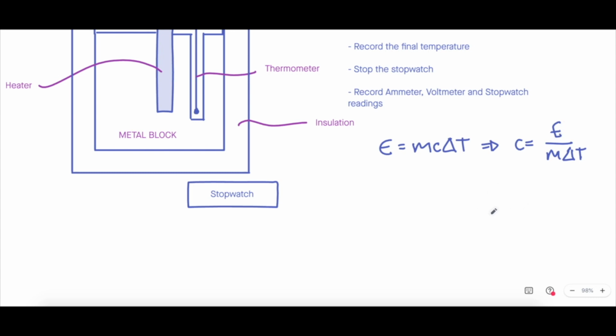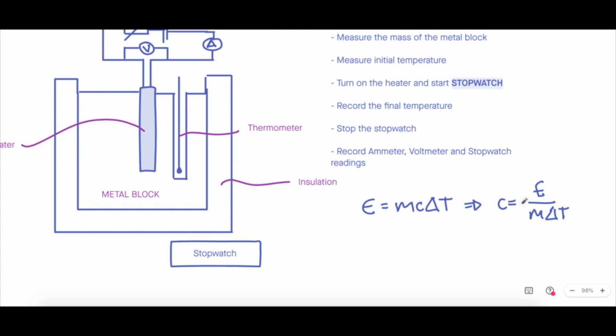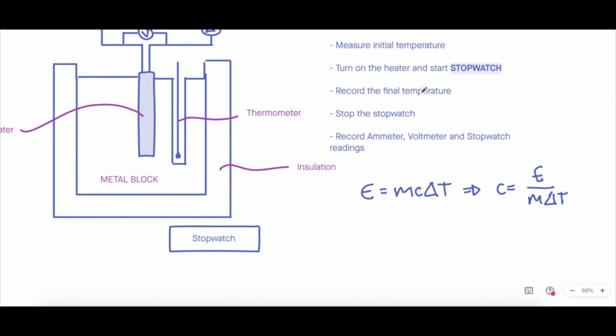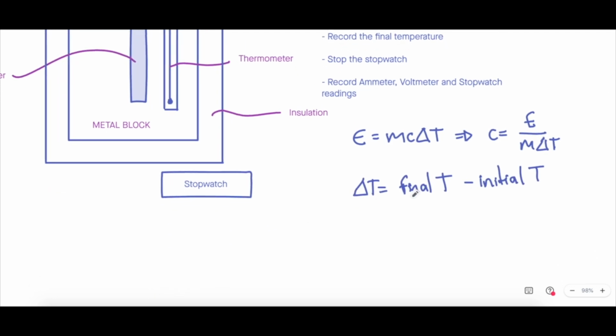So mass is straightforward. We weighed that right at the start. We're using a balance. Change in temperature you do by subtracting the initial temperature from the final temperature. And to work out energy, we've got the voltmeter reading, the ammeter reading, and the time. So you need to use the equation from electricity. E is equal to VIt, or energy is equal to power times time, if you know that power is equal to IV. So this will give you your energy reading. You've got your mass reading, you've got your temperature reading, you put that all into the equation, and then from that you can get specific heat capacity reading. So that's an experiment to work out that.